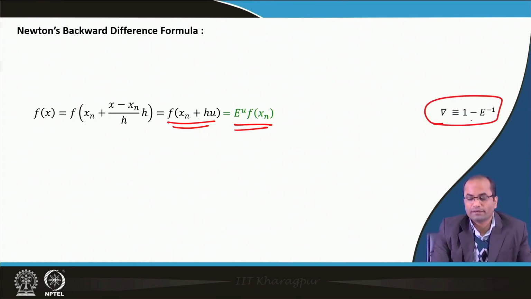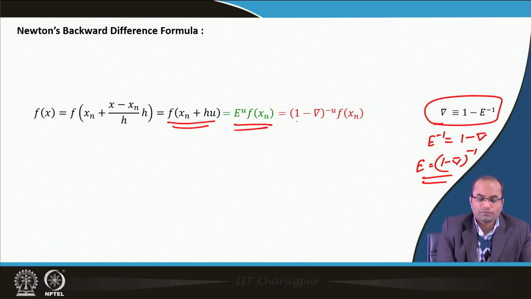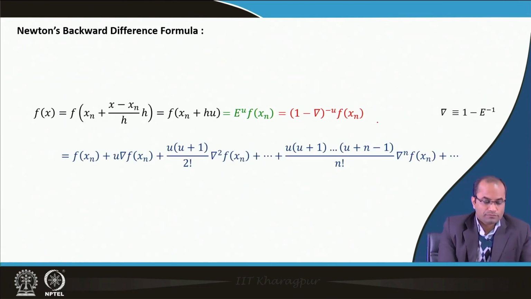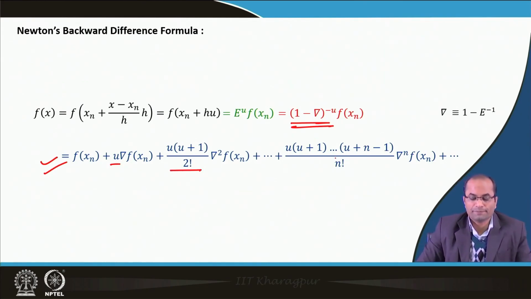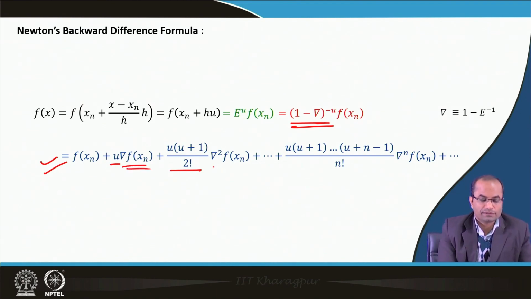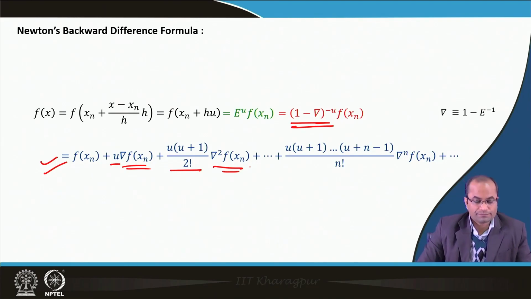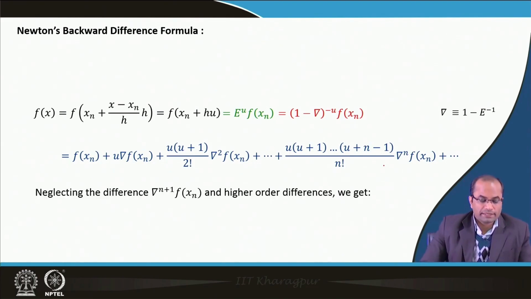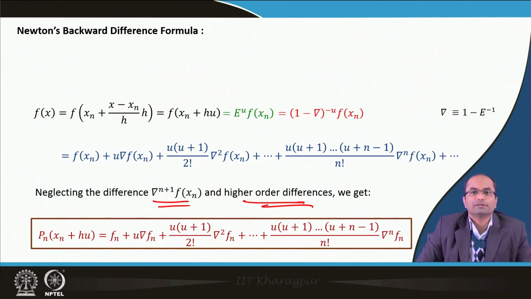and here we will use the relation that the backward operator is 1 minus e inverse, or e inverse is nothing but 1 minus the backward operator, or e is nothing but 1 minus the backward operator to the power minus 1. So we can use this relation there, and we have 1 minus the backward operator to the power minus u, and then f x n. Again the expansion of this will lead to u plus 1 over factorial 2 u into u plus 1 and so on, up to factorial n, and then we have these operators there. So now we have the backward operators, and again truncating or neglecting the differences of order n plus 1 and higher, we will get exactly the formula which we are looking for.